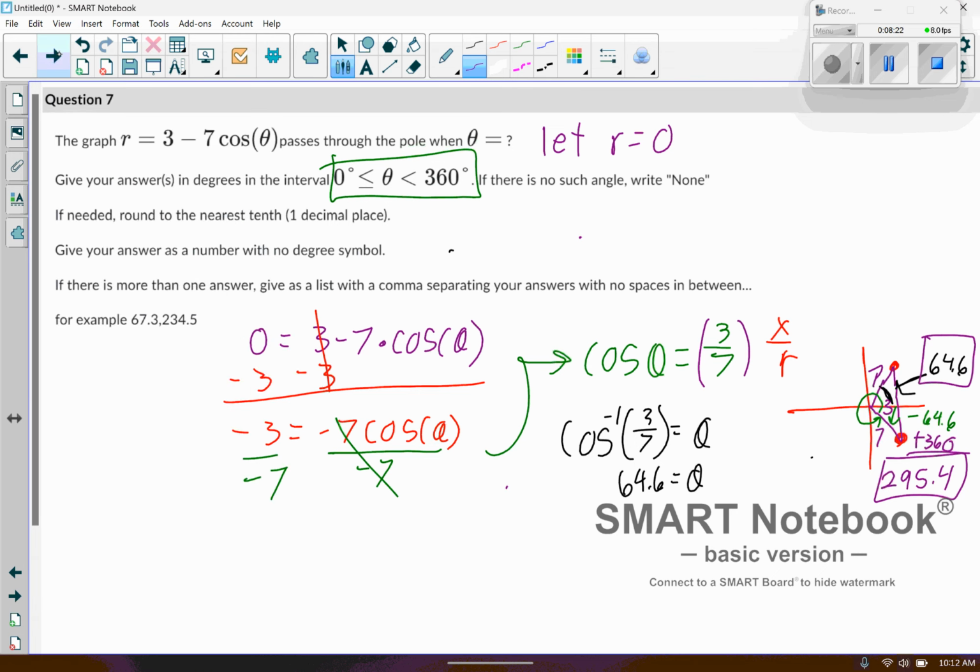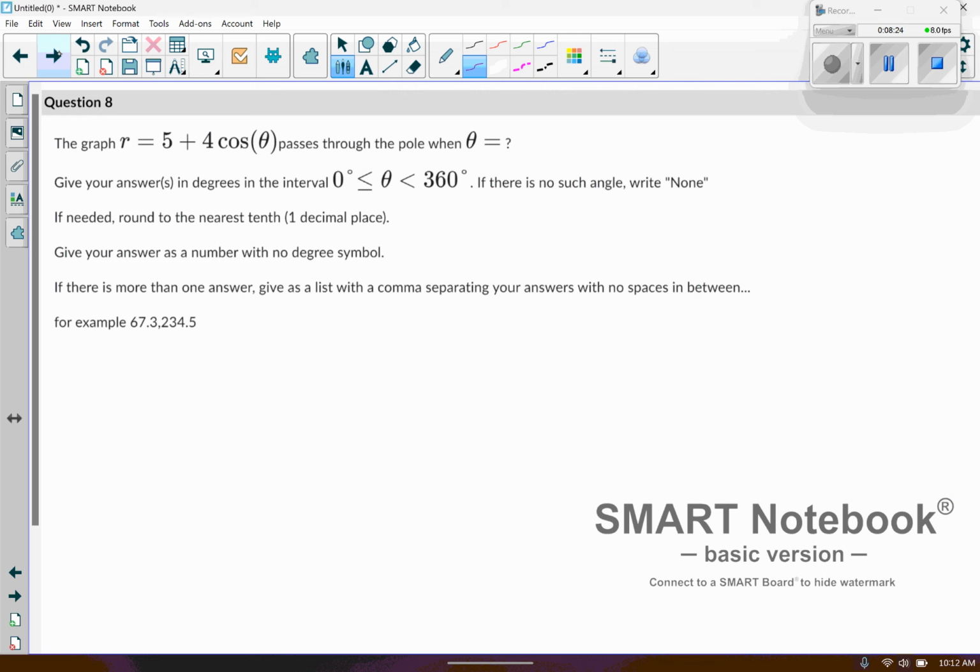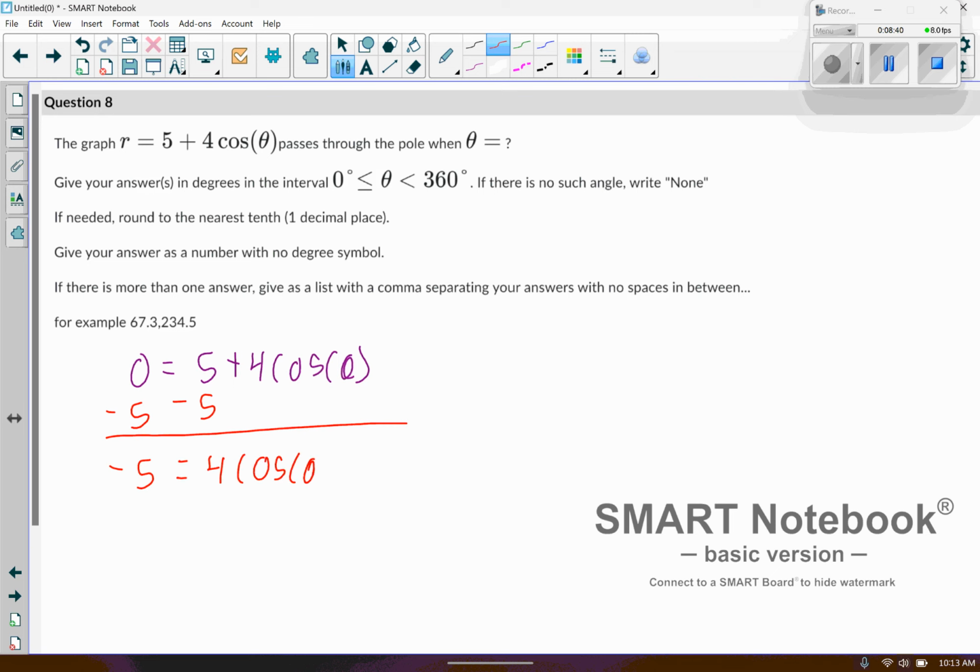Okay, the next one is basically the same thing. You're going to let r equal 0, so we're going to have 5 plus 4 times cosine of theta. We need to solve for cosine, so we'll subtract 5 from both sides and then divide by 4. And so we end up with cosine of theta equal to negative 5 over 4.